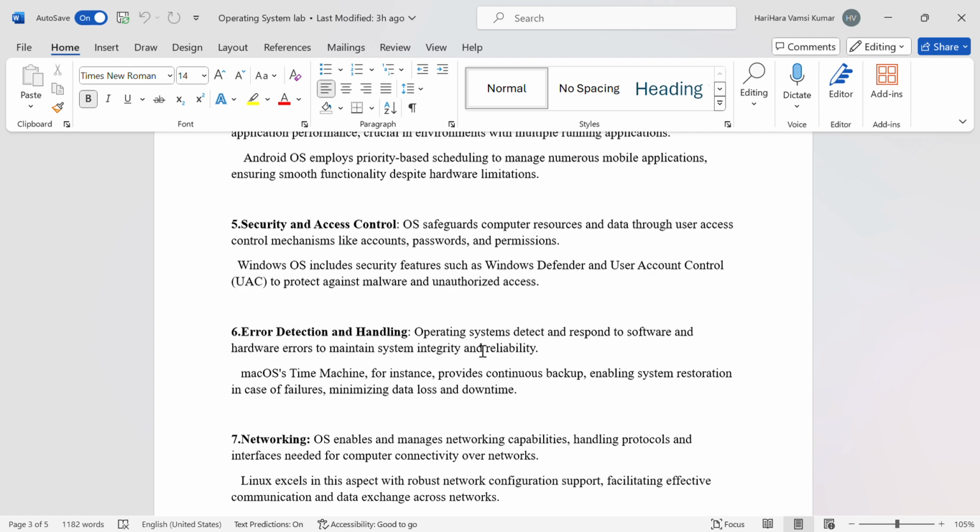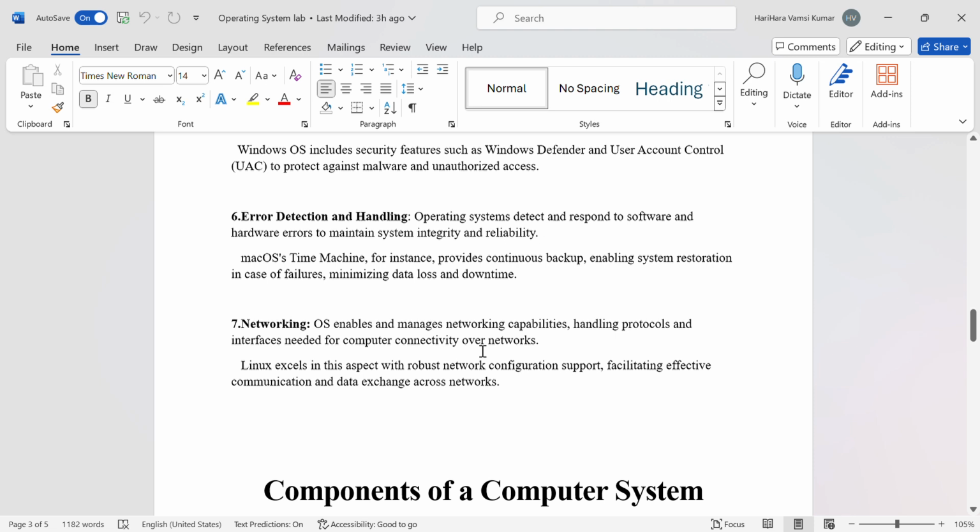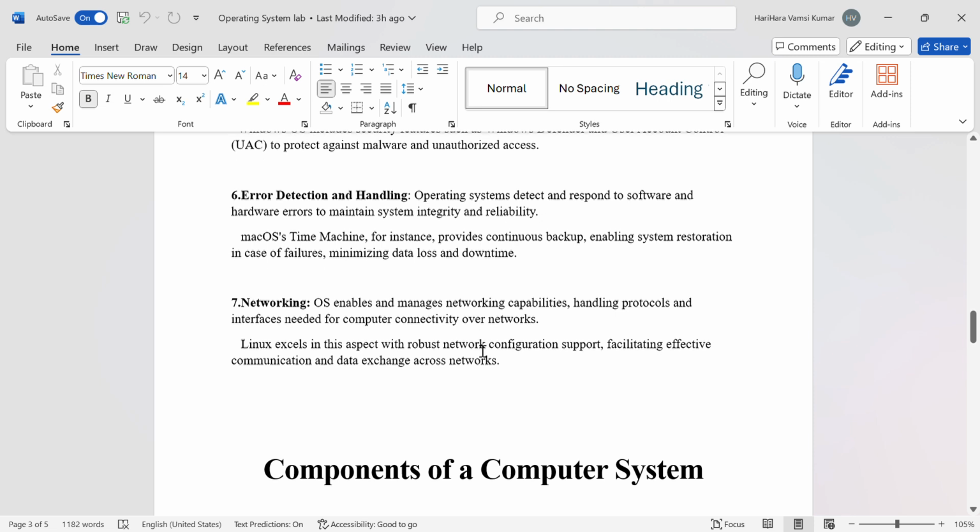Error detection and handling. Operating systems detect and respond to software and hardware errors to maintain system integrity and reliability. Mac OS Time Machine, for instance, provides continuous backup, enabling system restoration in case of failures, minimizing data loss and downtime.